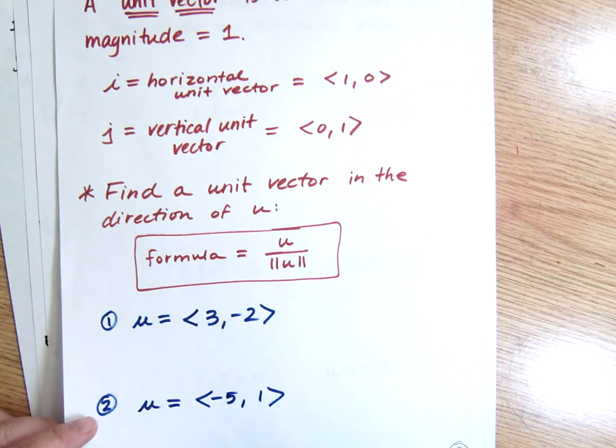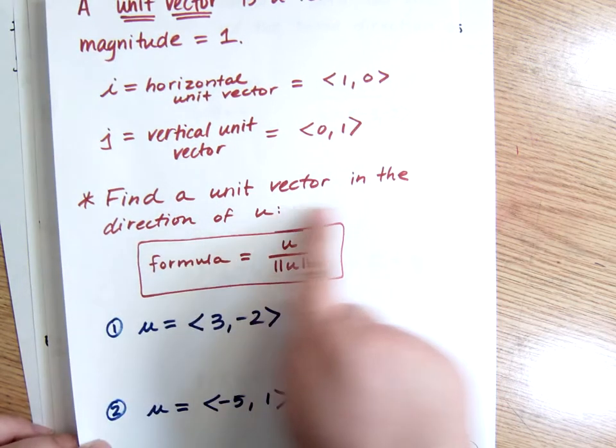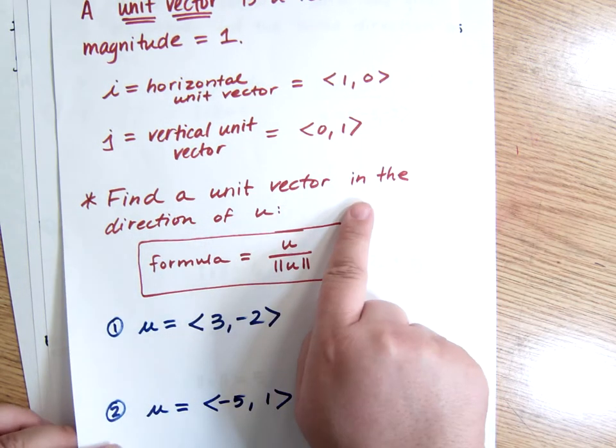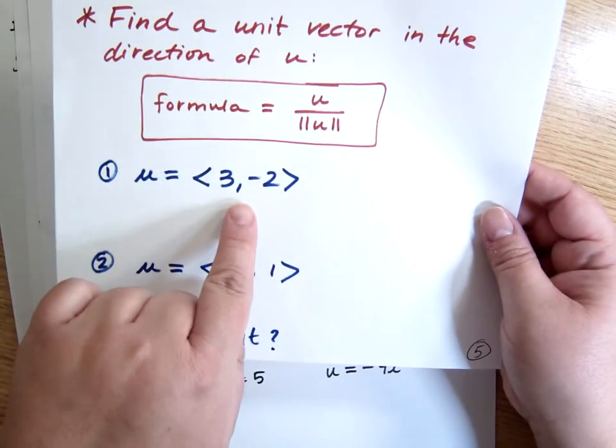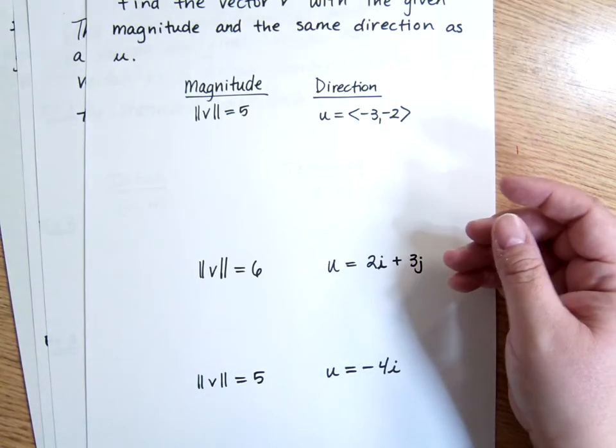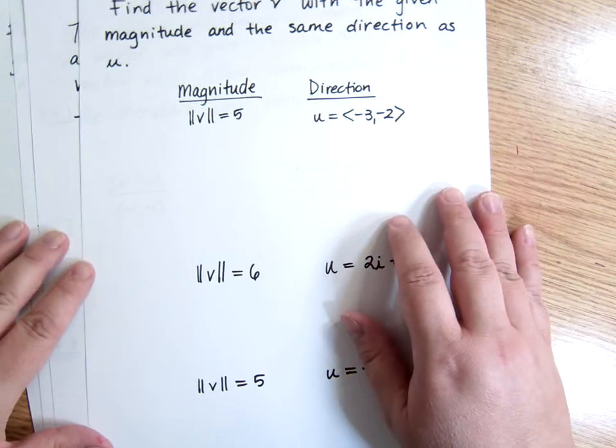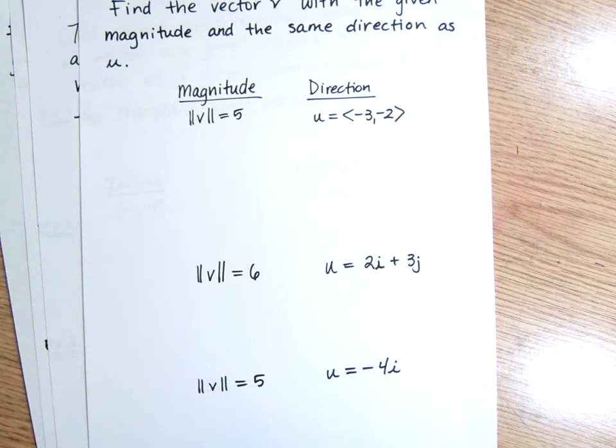Right, so back at vectors here. At this point, what we have done already is found a unit vector in the direction of a particular vector that was given. And we did that for component form, and then we also did it for linear combination form, meaning with the i and the j.